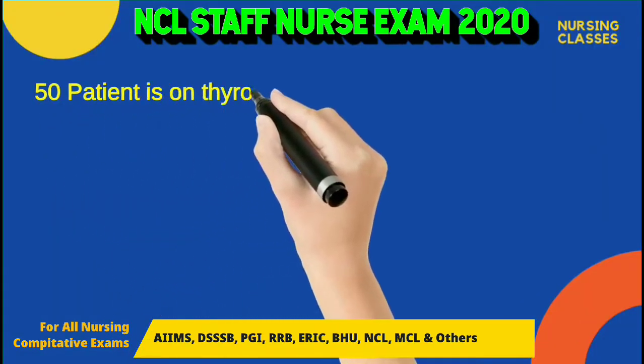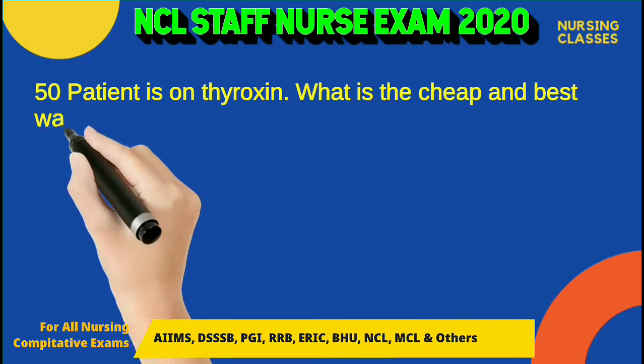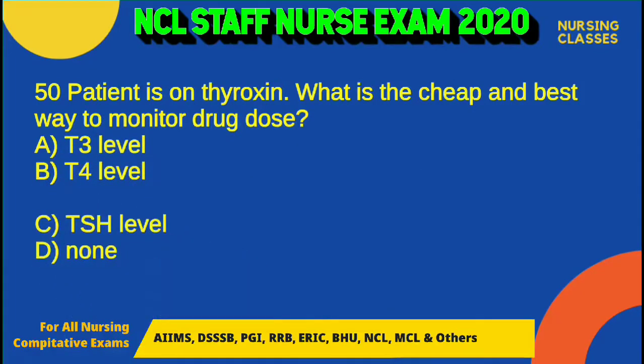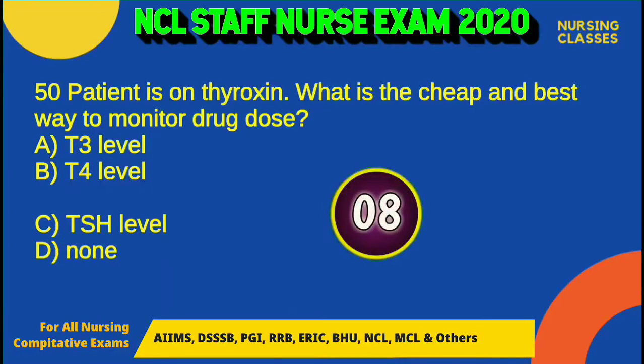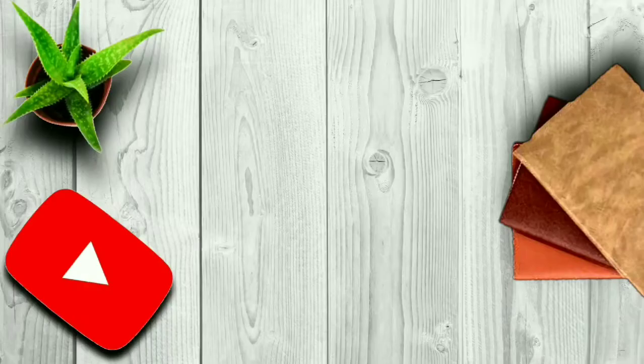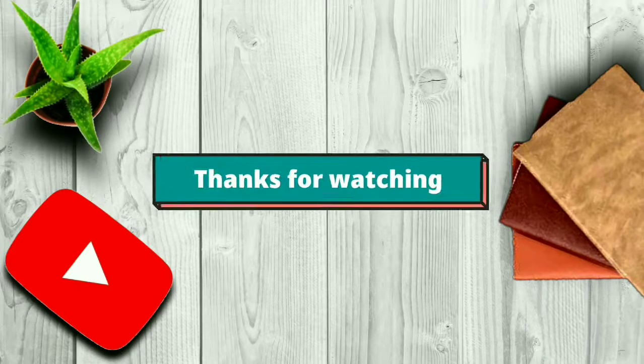50. Patient is on thyroxine. What is the cheap and best way to monitor drug dose? A. T3 level. B. T4 level. C. TSH level. D. None. Correct answer D. None.